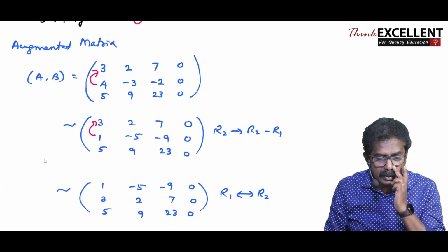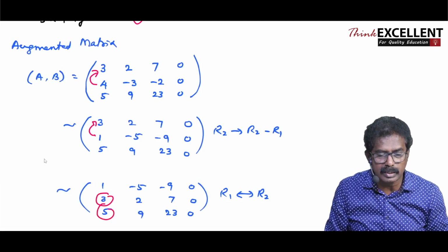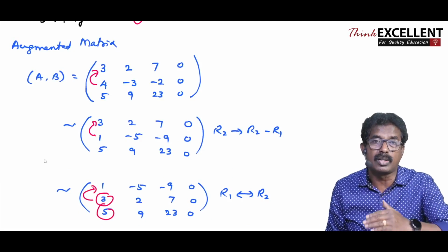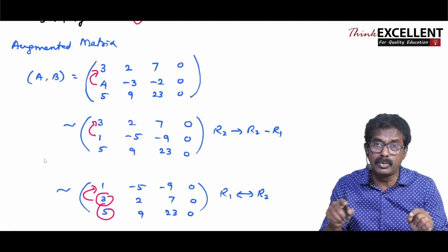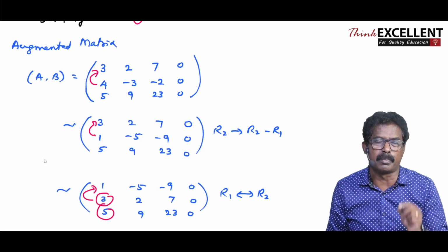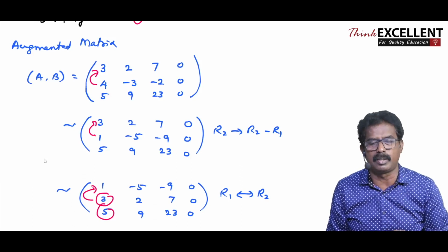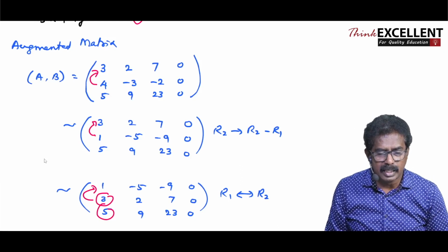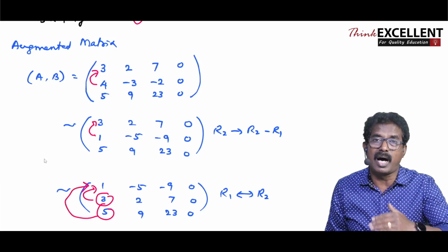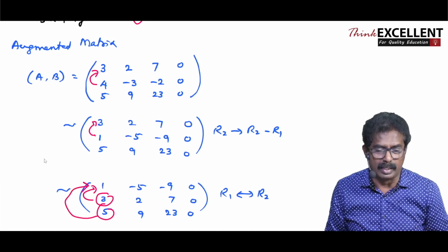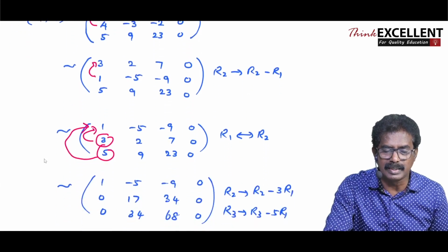Now I want to make these two zeros. This is 3 minus 3. So what will you write? R2 is R2 minus 3 times R1. You can write it out and do it. See that you are not making any mistake. Please practice, write a lot and practice. Then to make this 0, 5 minus 5. So what will you write? R3 is R3 minus 5 times R1. When you write like that, you will get these steps.